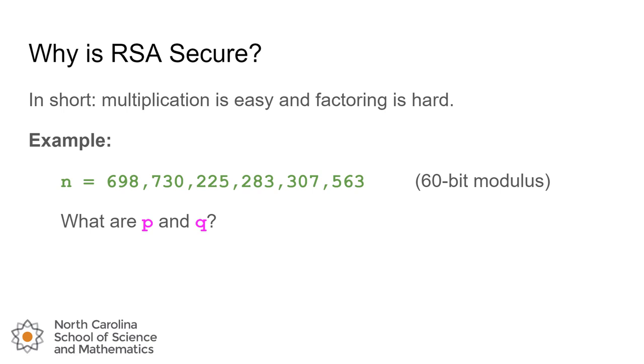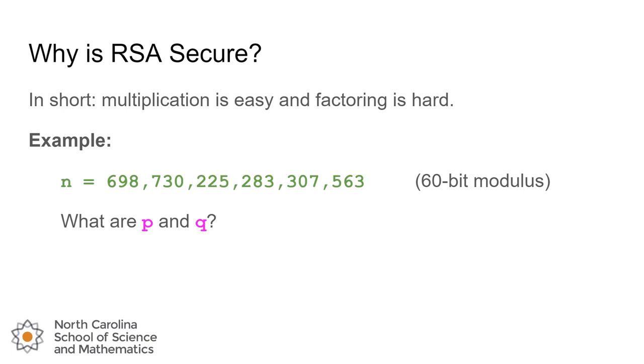Here's just a quick example. This is a relatively small value for N. You know, it's in the trillions maybe. It's hard by looking at that to decide what P and Q are. A computer can do it. It won't take too long, but that's only a 60-bit modulus. And remember, in practice, these key values have bits that are thousands in length. These keys are thousands of bits.